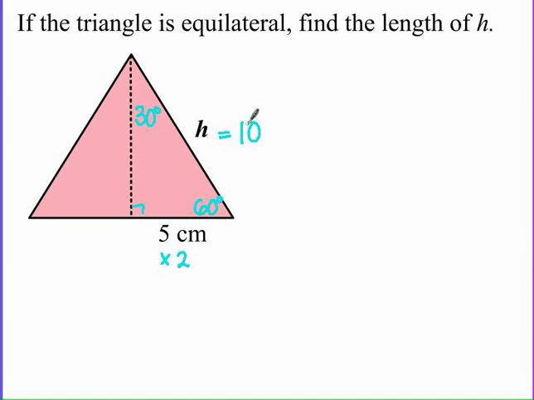What would this vertical line be? 5 root 3. So it's always the shortest side times root 3. Does this only work for equilaterals? It works for any 30, 60, 90 triangle. Yep. Any 30, 60, 90 triangle will fit that.